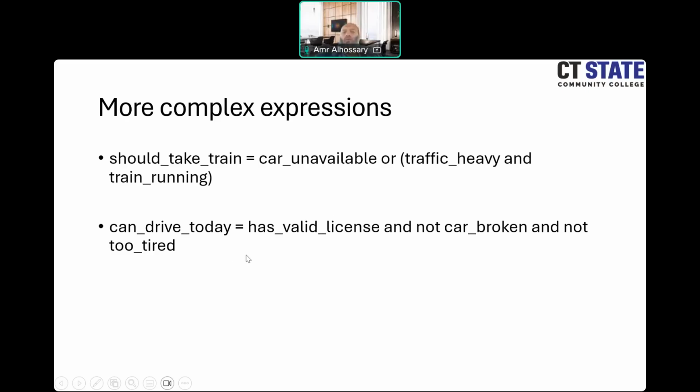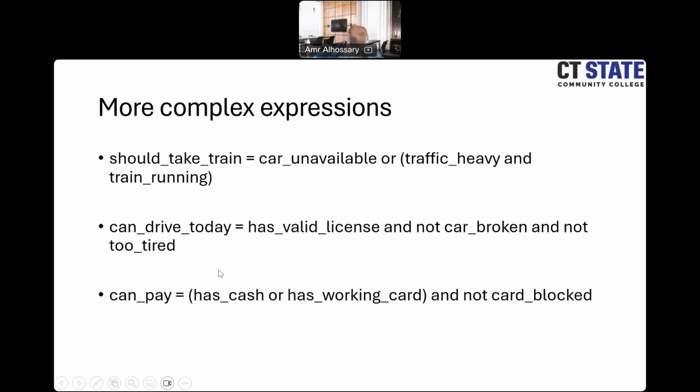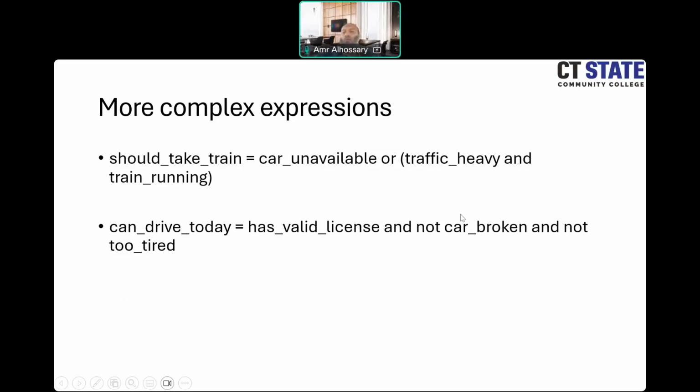So I can drive today if three conditions are true. If I have the valid driving license and car broken is false, which means the car is not broken, the car is working, and not too tired, which means I'm not too tired, I am awake or healthy. So if the three of them are true, in this case only I can drive today. If any of them is false, I will not.